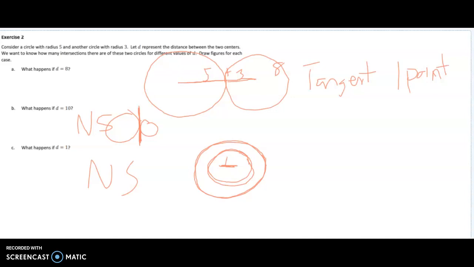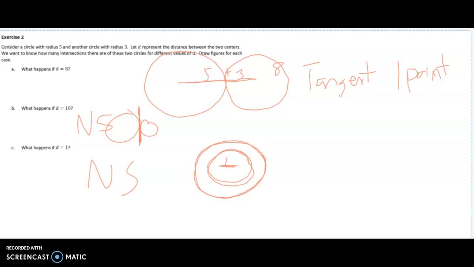All right, so this says consider a circle with a radius of 5 and another circle with a radius of 3. Let D represent the distance between the two centers. We want to know how many intersections there are of these two circles for different values of D, which is the distance between the centers. Draw the figures for each case.